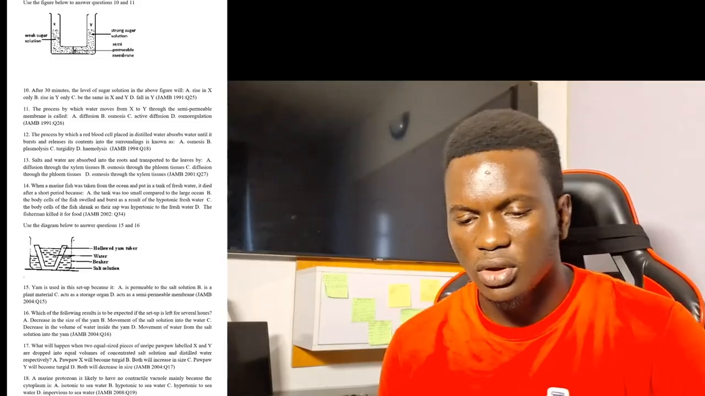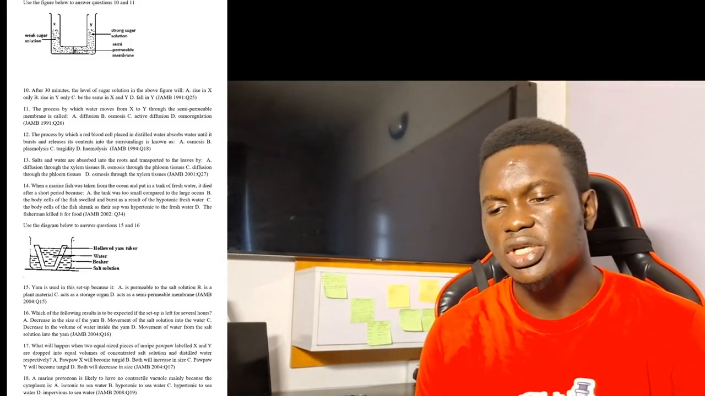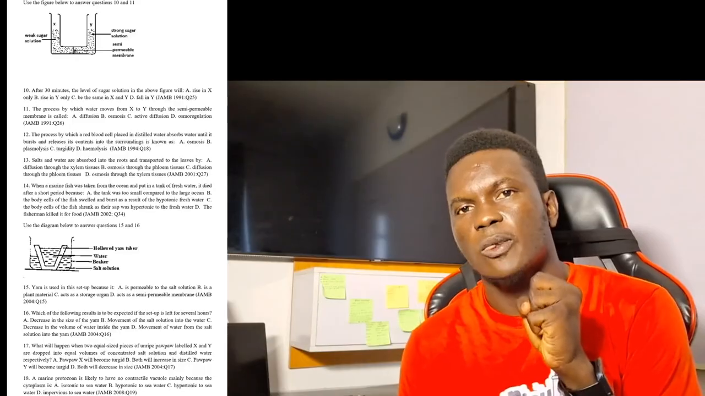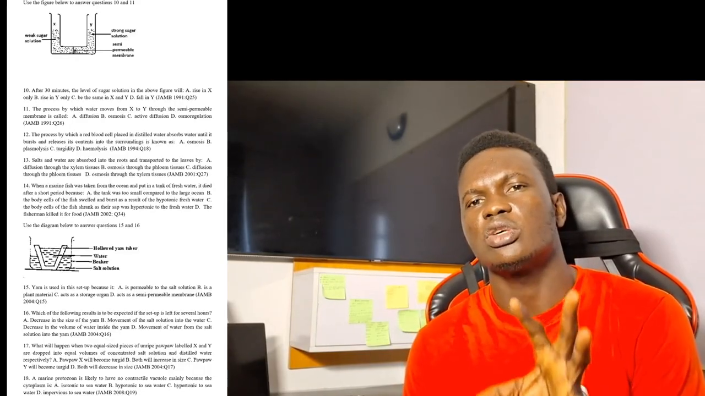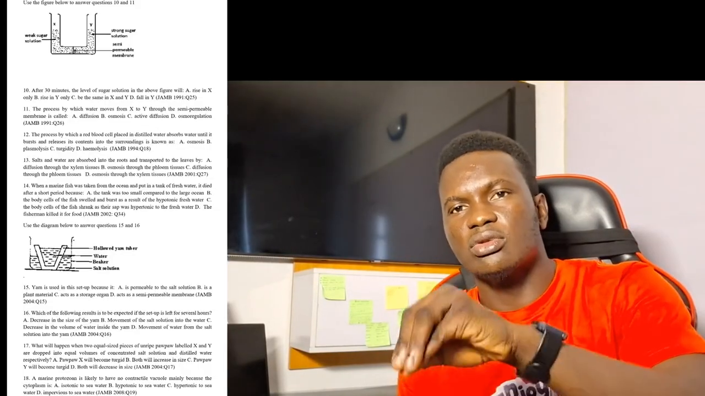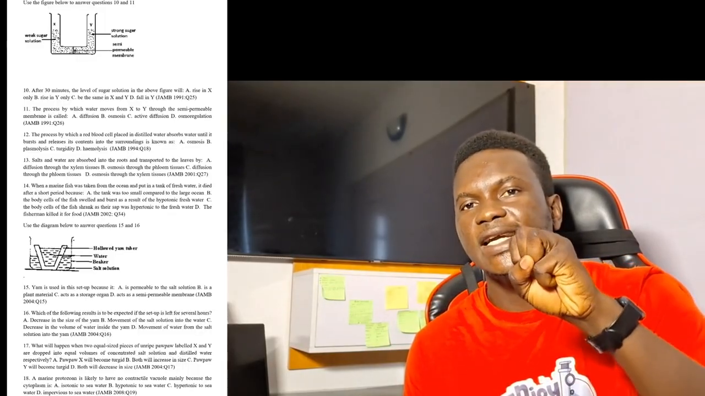20. Which of the following can cause shrinkage of living cells? For it to shrink, the solution must be hypertonic. When you place it in a hypertonic solution, it's going to lose water, then it's going to shrink.